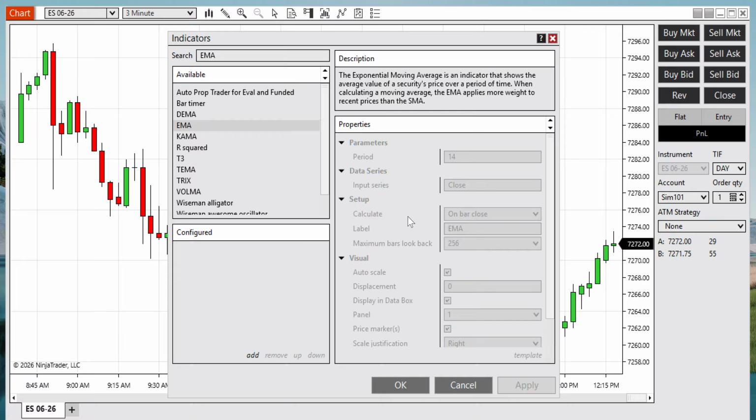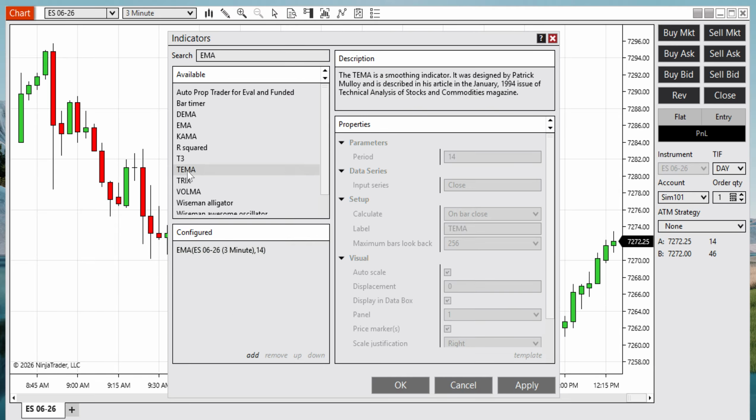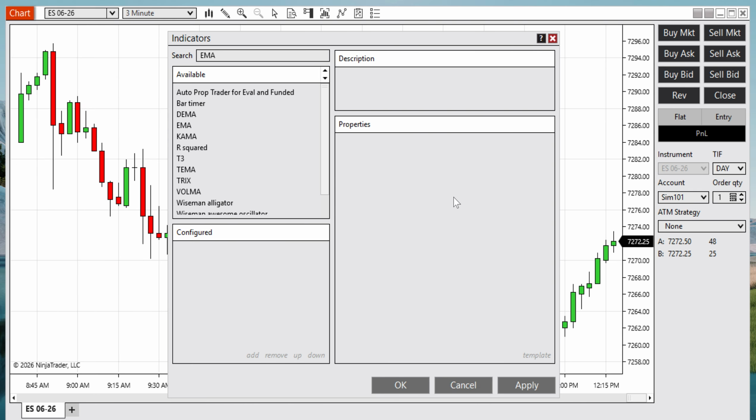Okay, and if you select this one, it comes out here. This is configured. So these are all the available ones in this window. In this window we have configured one, so you can have one or two or three, whatever you like. And if you don't like one, you select that and then you remove. You removed everything, so you can put it back.